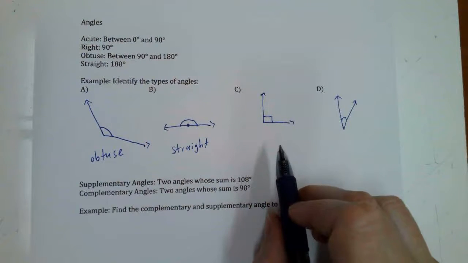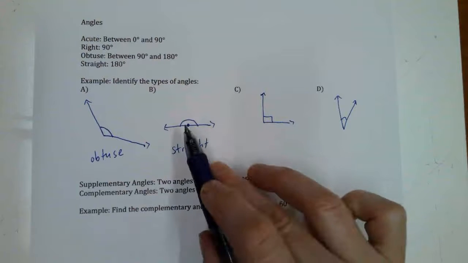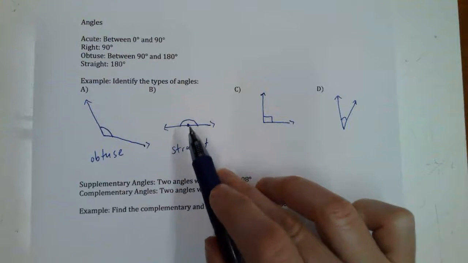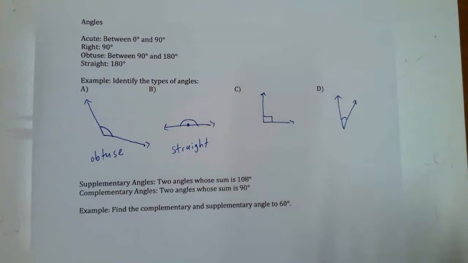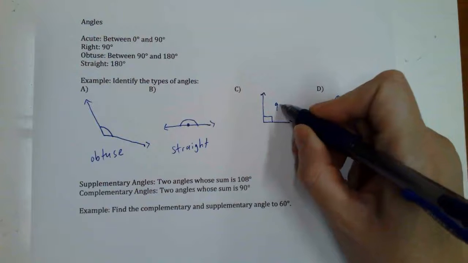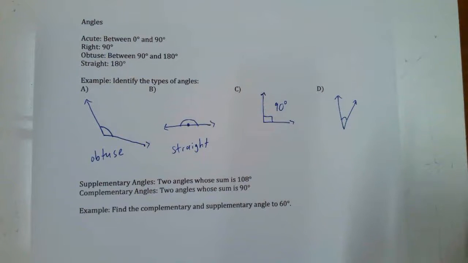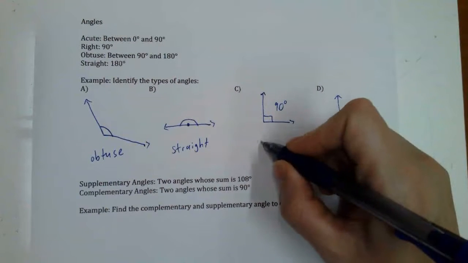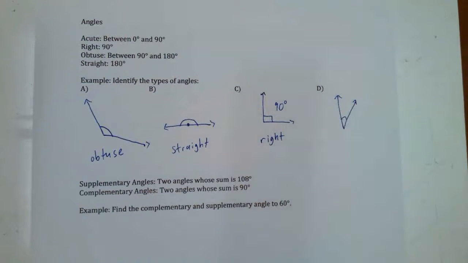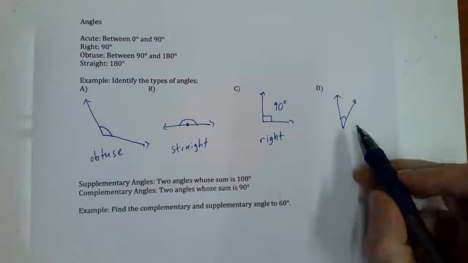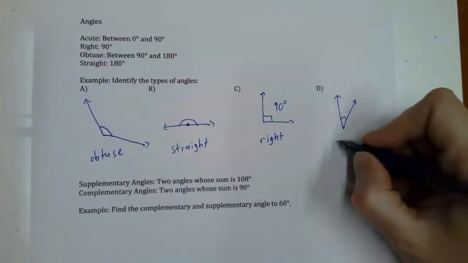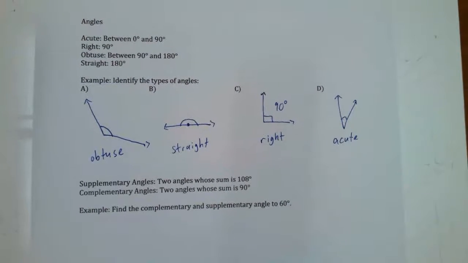If something is exactly 90 degrees, instead of putting a circle or an arch, we usually put a little box there. And that is our indication that it is exactly 90 degrees. So here this one is a right angle. And finally, this last one does look smaller than that right angle, so I'm going to call that an acute angle. So those are our 4 types of angles, and again, we will want to know those definitions.